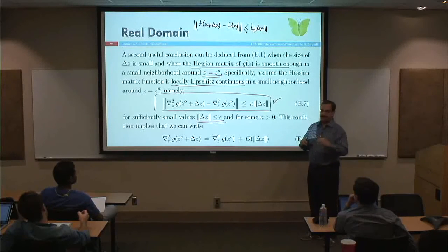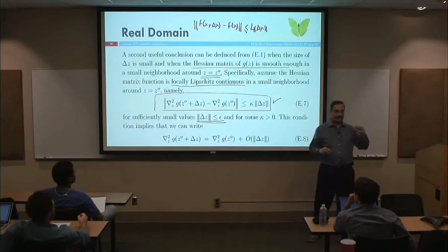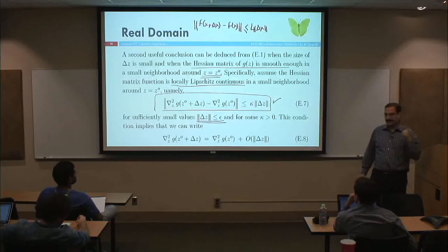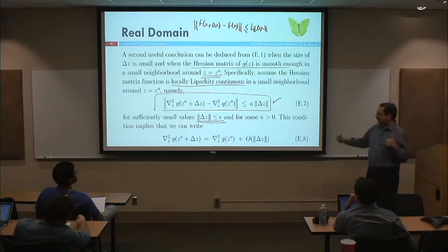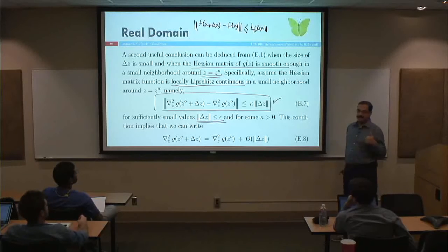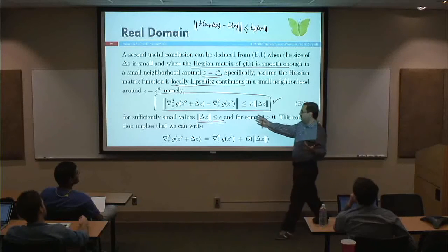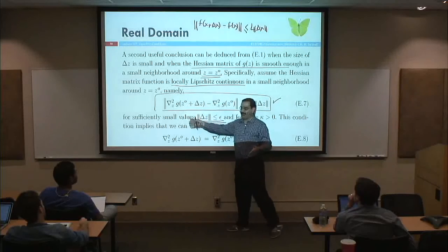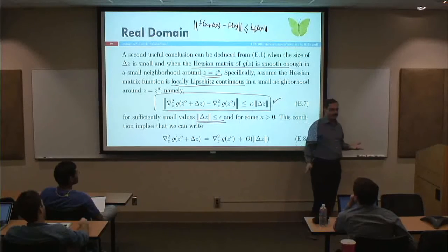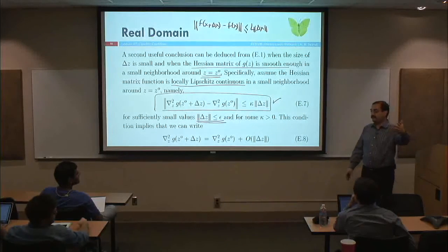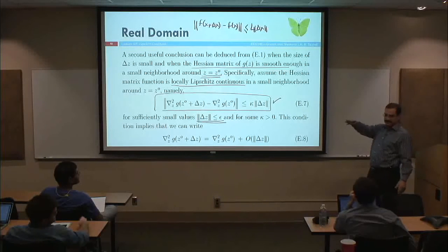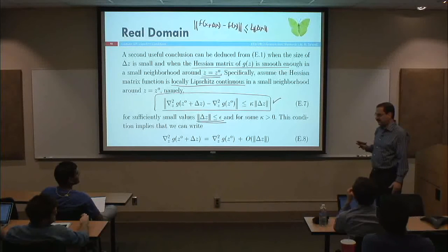For example, if g of z were a quadratic function, does it satisfy this condition, yes or no? The Hessian of a quadratic function is independent of z, so you will always get 0 on the left. So a quadratic function automatically satisfies this. But there are, of course, other functions that satisfy this. Some of them you will do in your homework problem.